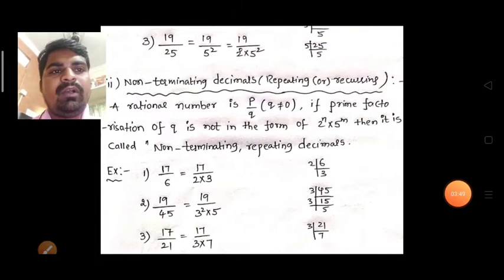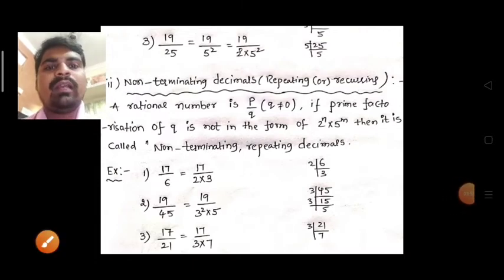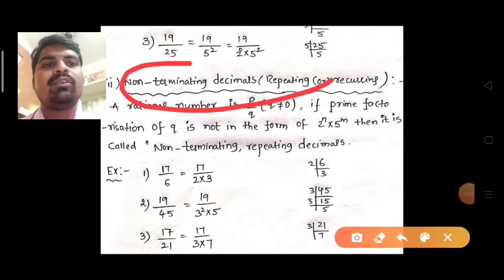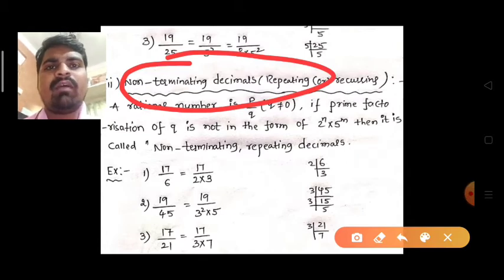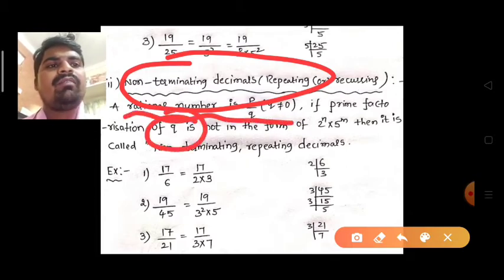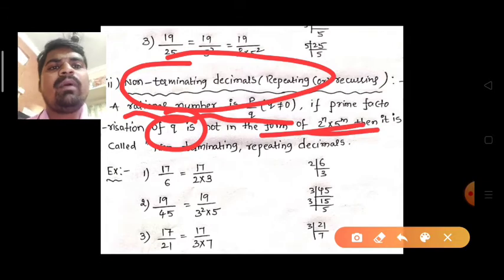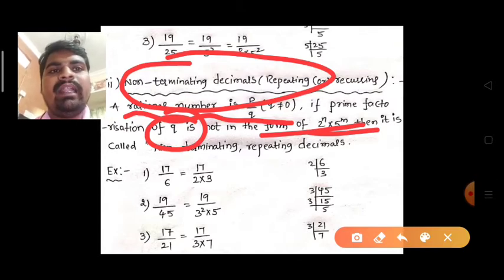So here you observe the second one, non-terminating decimal. Very simple. It is the opposite of terminating. For example, if it is in the form of 2 power n, 5 power m, then it is terminating. Here, for a rational number p by q, if the prime factorization of q is not in the form of 2 power n into 5 power m, then it is called a non-terminating repeating decimal. You already know the bar numbers; those are called non-terminating repeating decimals.